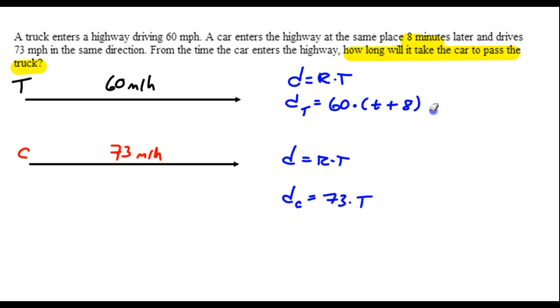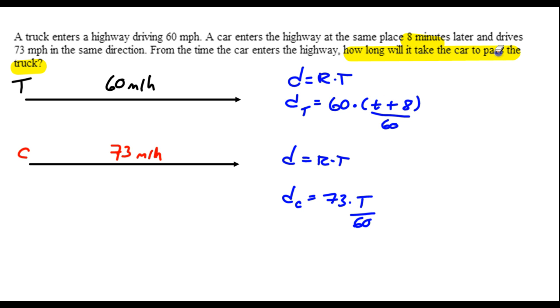Now, one thing to note is that this is 60 miles per hour, so really this T right now is in hours. If we want it to be in minutes, then we would just divide our time by 60. So I'm just going to divide this by 60. You say, why am I doing that? Well, because this is giving us the time in hours.